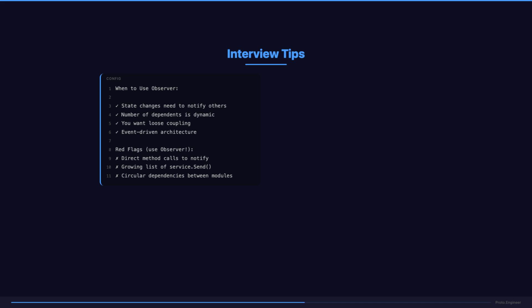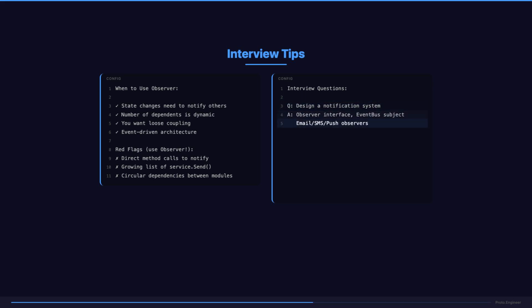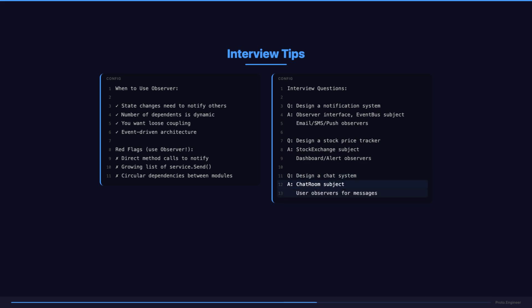Red flags that scream use observer. Direct method calls to multiple services in sequence, like calling send on email, SMS, and push, one after another. A growing list of service.send calls every time a new channel is added. Circular dependencies between modules.